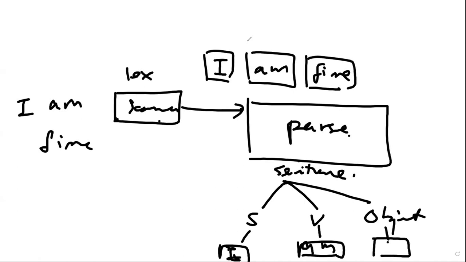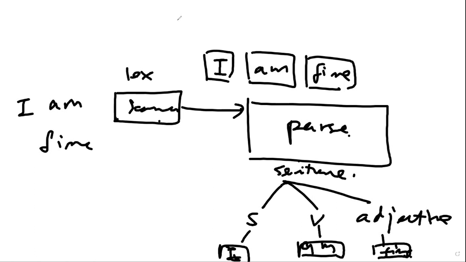And the object is here. I'm sorry, it's not an object. I'm sorry, I made a mistake. Fine is actually not a verb. I think right here it is an adjective. It's describing a person. So this is an adjective. Okay, this one is fine.